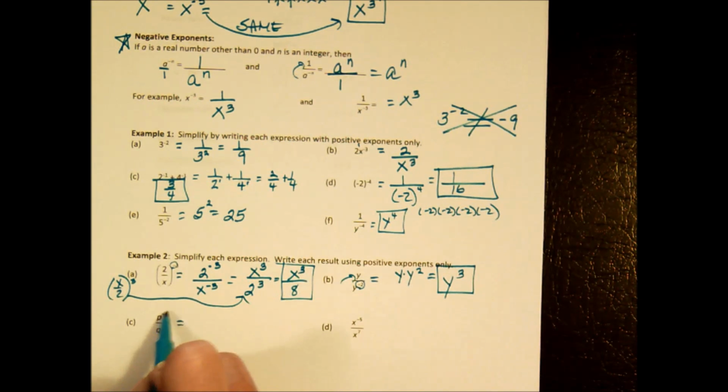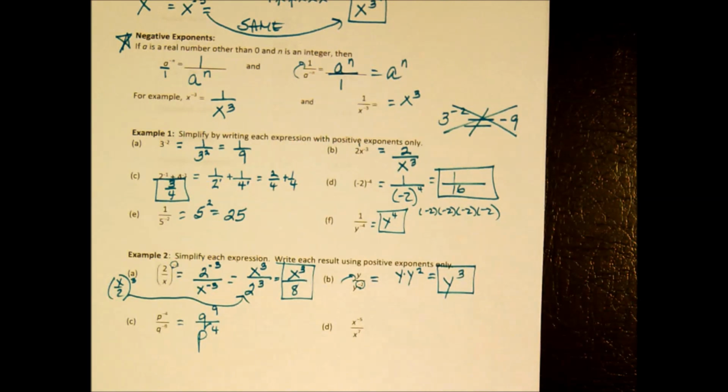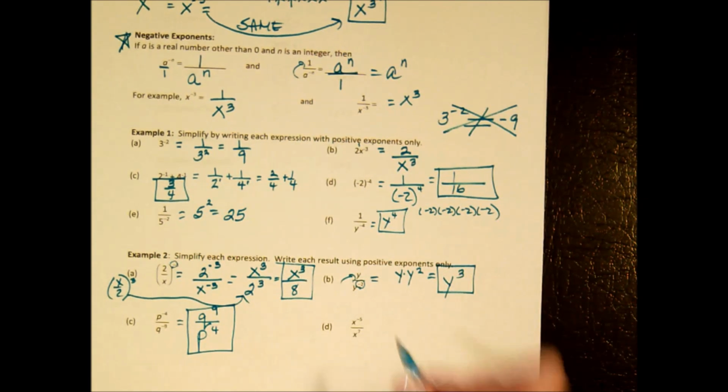Here, this one's unhappy. This one is also unhappy. Can I apply the quotient rule here and subtract the exponents? No, because my bases are not the same. One's a Q and one's a P. So that's all you can do.